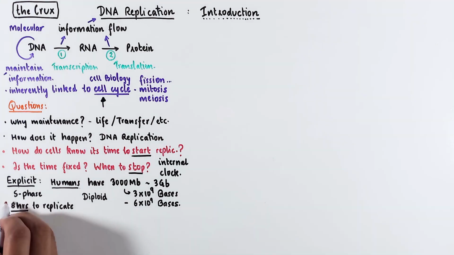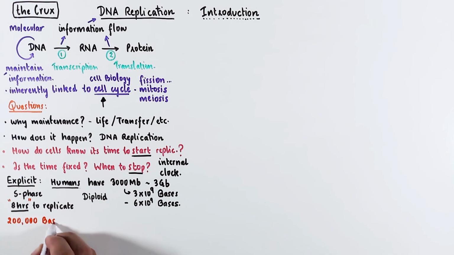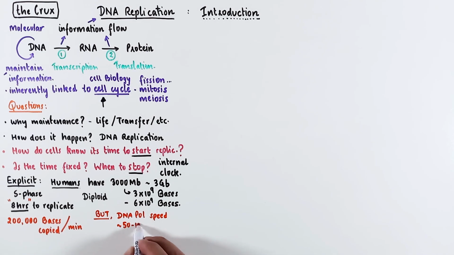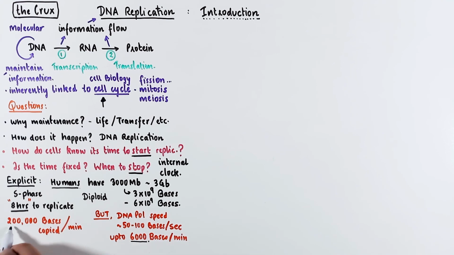8 hours means that you need to copy or replicate 200,000 bases per minute. But the enzyme that copies the DNA, called DNA polymerase, can only copy up to 100 bases per second, which translates to a max speed of 6,000 bases per minute. But we need to copy 200,000 bases per minute. So how is this accomplished?